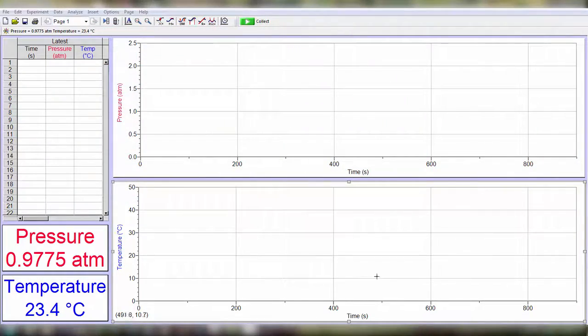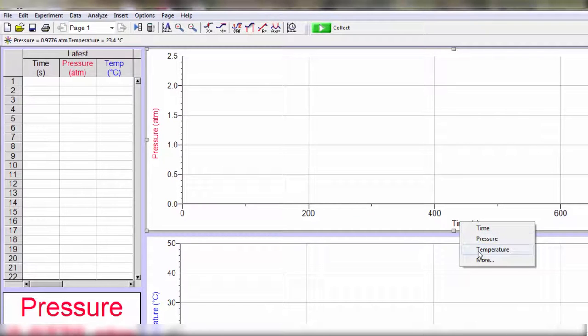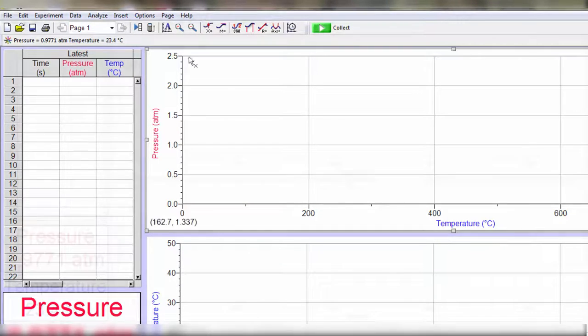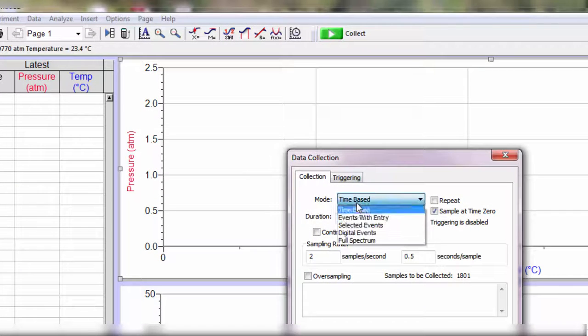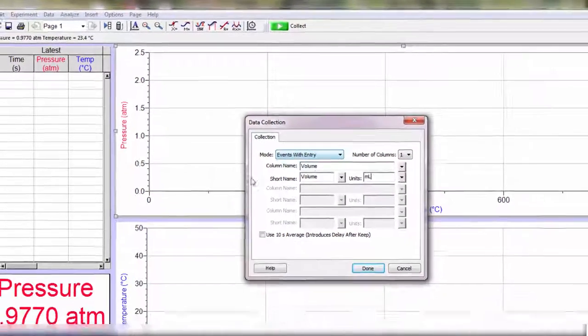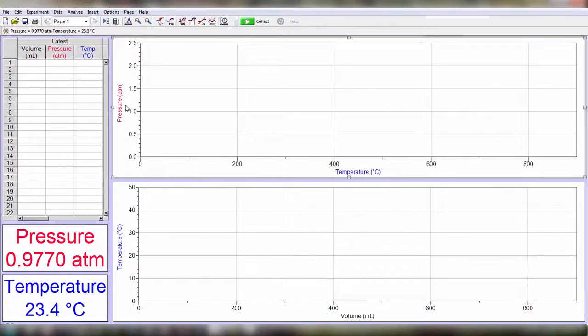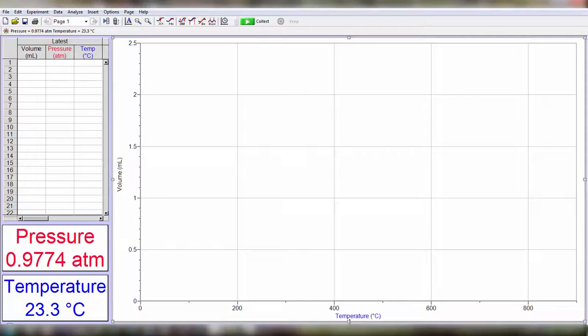Let's set up the plotting and data collection for this experiment on Logger Pro. I will change the independent axis for the top plot to temperature, and now we'll go to Experiment, then Data Collection, and switch the mode to Events with Entry, with the entry changed to volume with units of mL. We need to change the dependent axis to volume now so that we have volume versus temperature. Also, let's just show the one top plot by pulling it over the bottom plot.